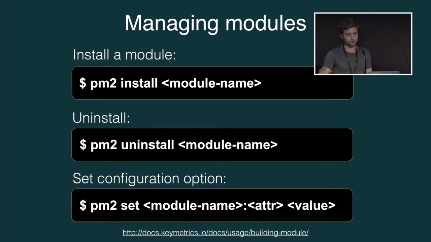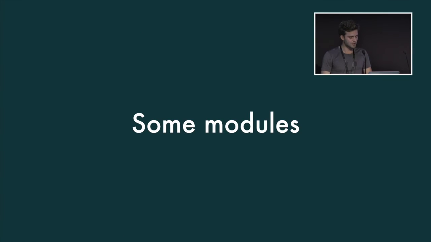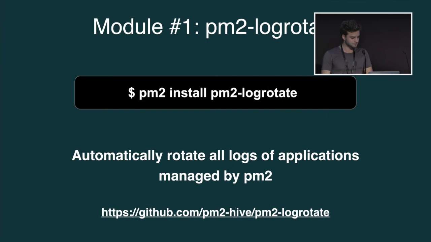After that, managing a module is simple. pm2 install my-module. If you want to uninstall it, pm2 uninstall. And you can configure your modules. So you can put different configuration variables that can be overridden by PM2. So you do pm2 set, the name of my module and the name of my attribute, and the new value that you want to be used in your software. So I will just show you some modules that we already developed.